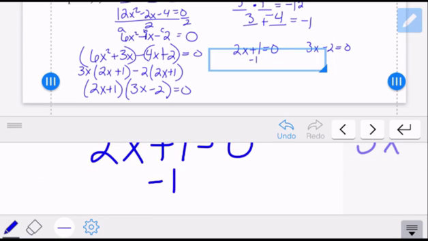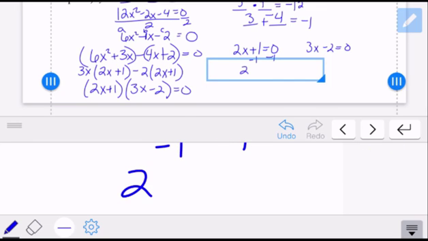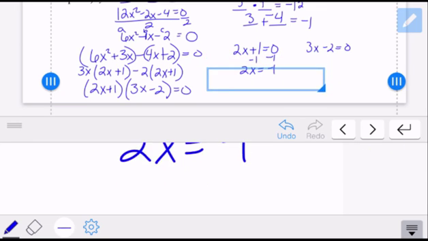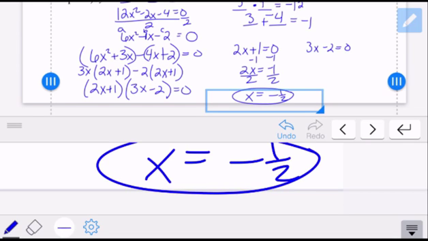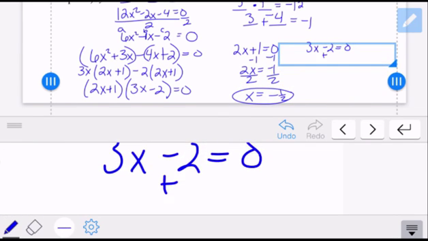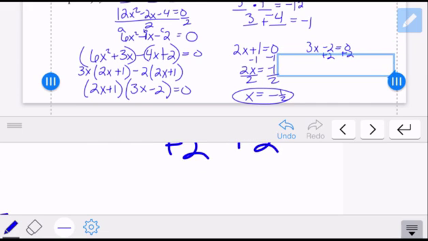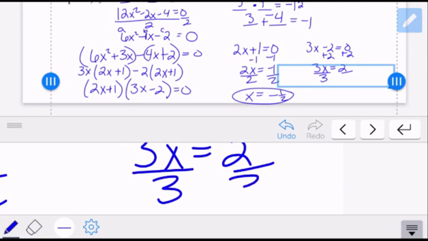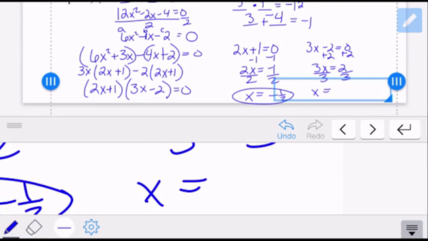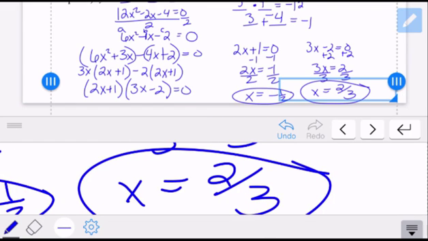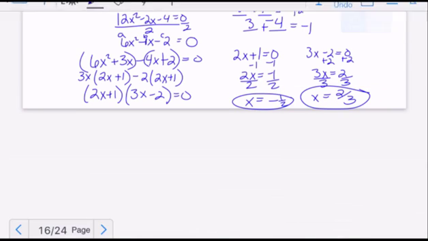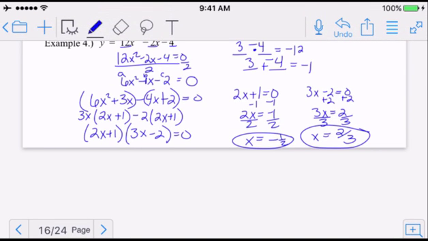Solve each piece, subtract the 1 from both sides, you get 2x equals -1, divide by the 2, and we get x equals -1/2. Up here, we add this 2 over, so we get 3x equals 2, divide by 3, and we get x equals 2/3. All right.